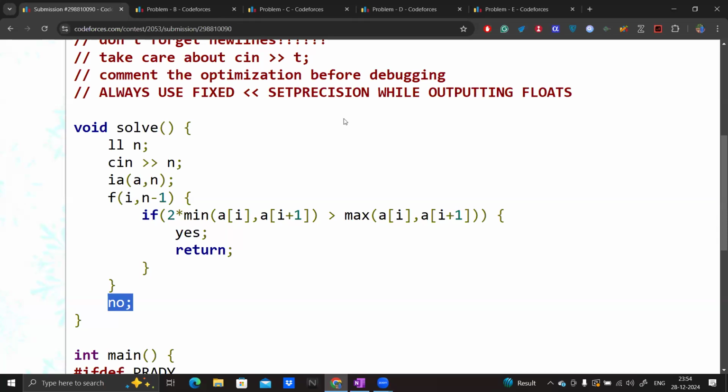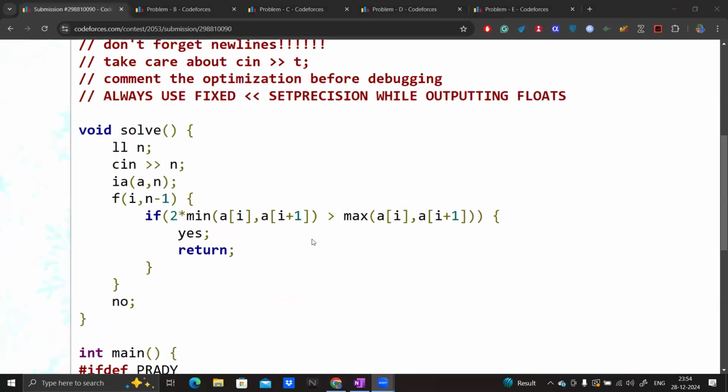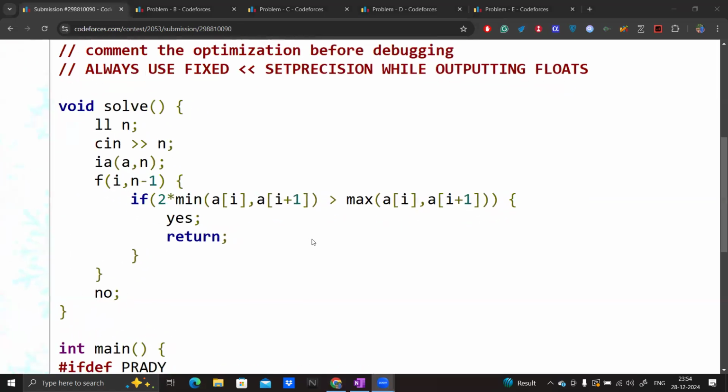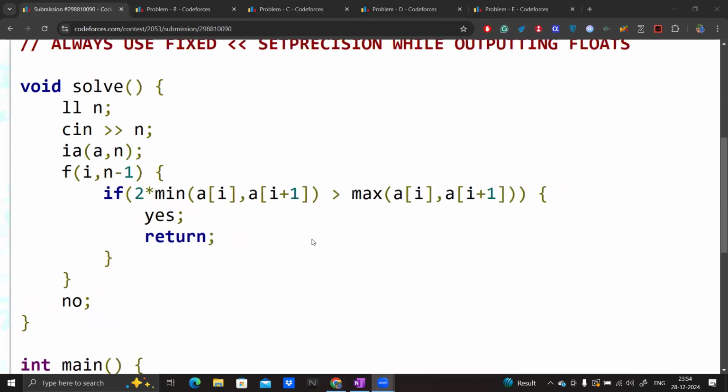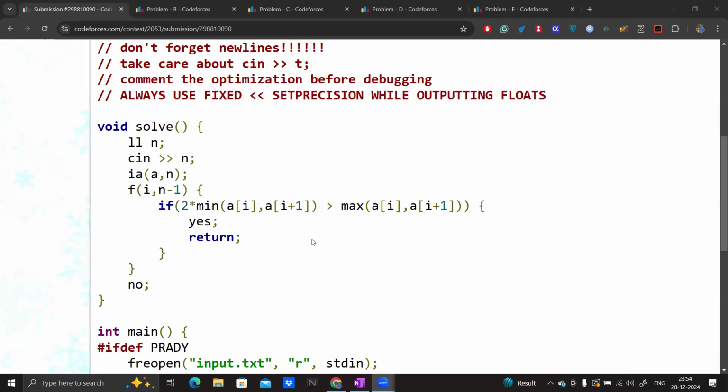Okay. Any problem with this? Clear. All right. So I think we can move on to problem B. Yeah.